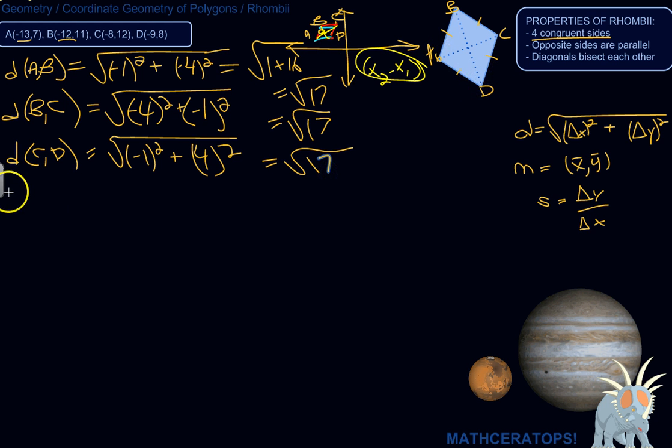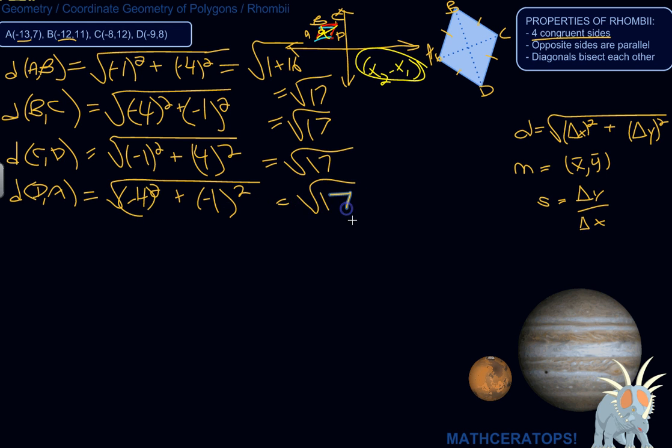Alright, and then let's do distance from D to A. So that's going to be the difference in the x's, I'll just do A to D, it'll be the same thing. Negative 13 minus negative 9 is negative 4. We square that. And then the difference in the y is 7 minus 8, which is negative 1. So again, we'll get what we've been getting the whole time. So all that would simplify to the square root of 17. So yes, we do have 4 congruent sides.